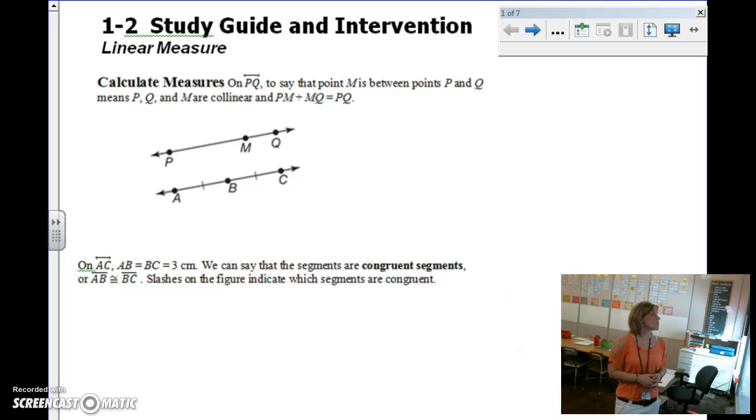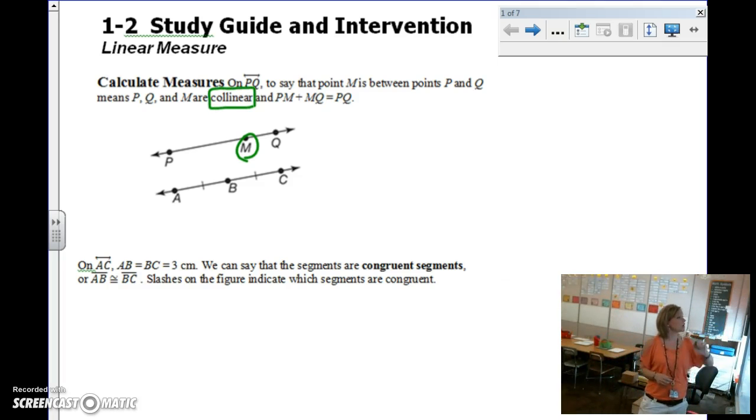All right, so here we go. First of all, to calculate measures on line PQ, as you see on your display, it says that point M is between point P and Q. So the first thing we have to do is make sure we know our location. That means P, Q, and M are collinear. Remember, that is our vocabulary. Collinear means that they're on the same line. So we're going to keep reviewing that.